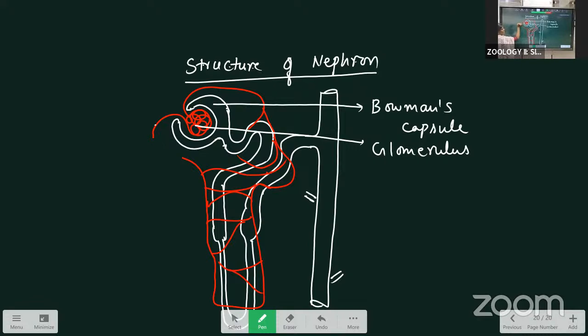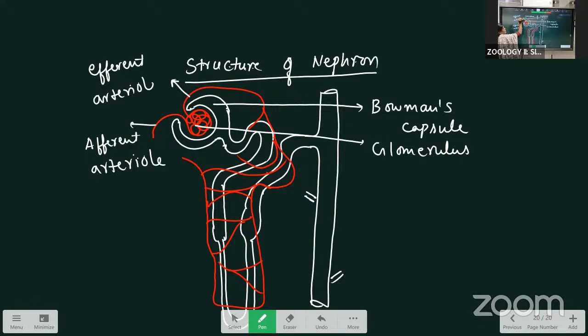Next, one blood vessel enters, branching as a blood capillary inside the Bowman's capsule, and we call it the afferent arteriole. One vessel enters the Bowman's capsule and another one comes out, which we call the efferent arteriole. This efferent arteriole comes out and surrounds the tubule.